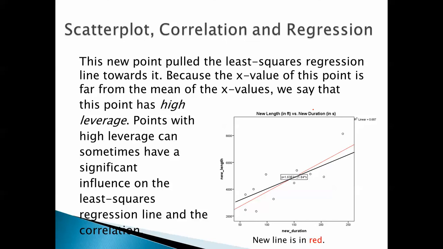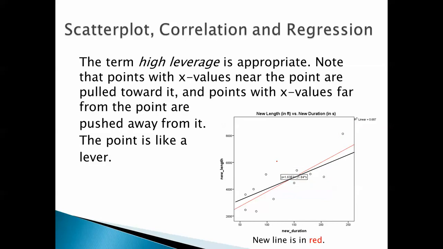Because the x value of the point is far from the mean of the x values. I'm sorry, the x value is 240, and the other x values have a mean around 150. Because the x value of this point, roughly 240, is far from the mean of the x values, we say that this point has high leverage. Points with high leverage can sometimes have a significant influence on the least squares regression line and the correlation.